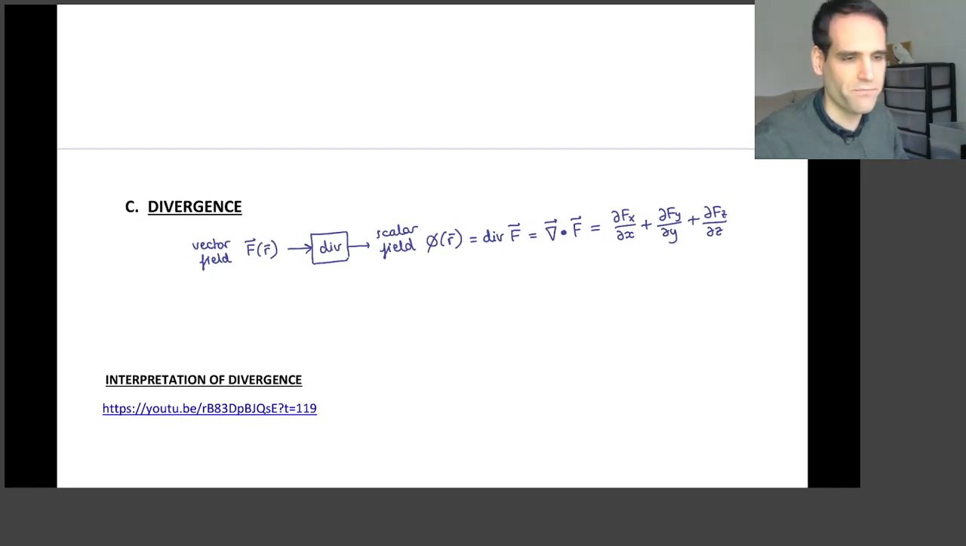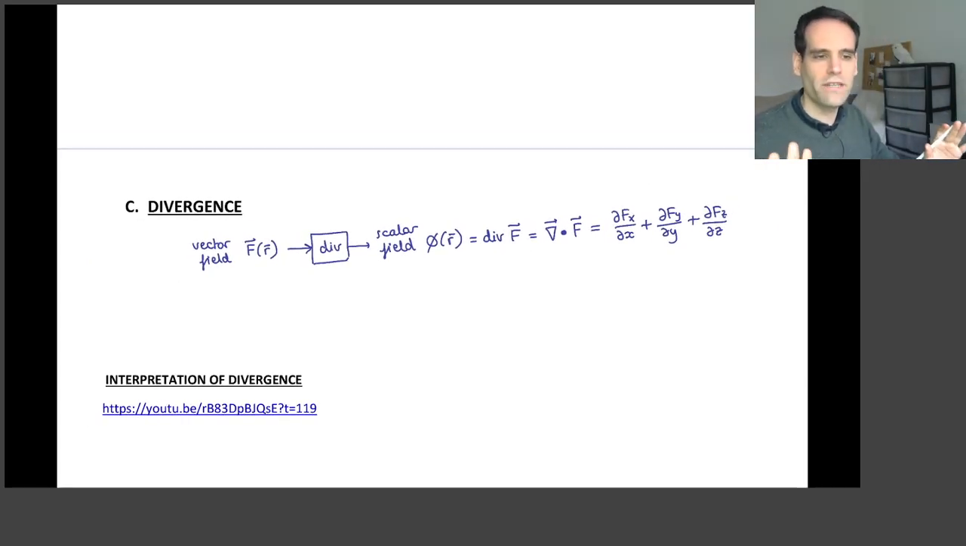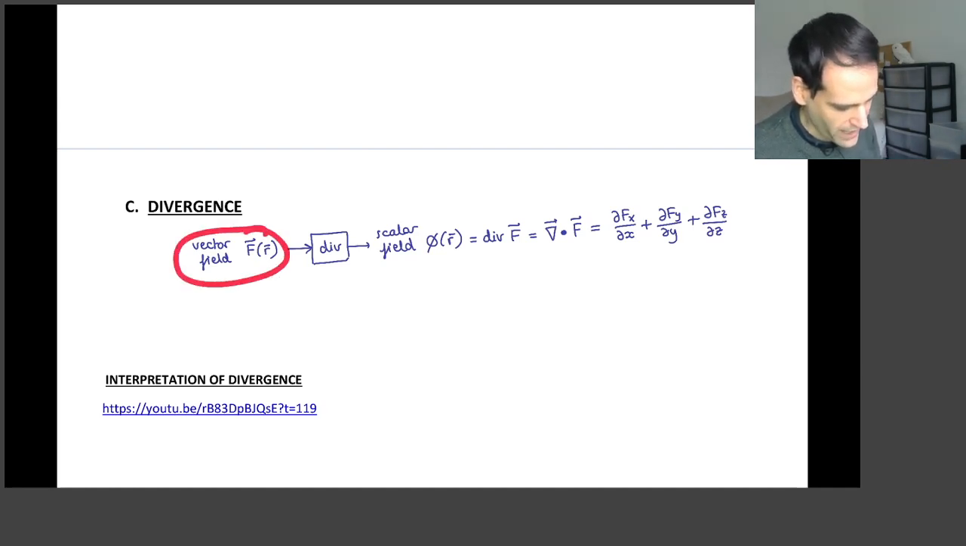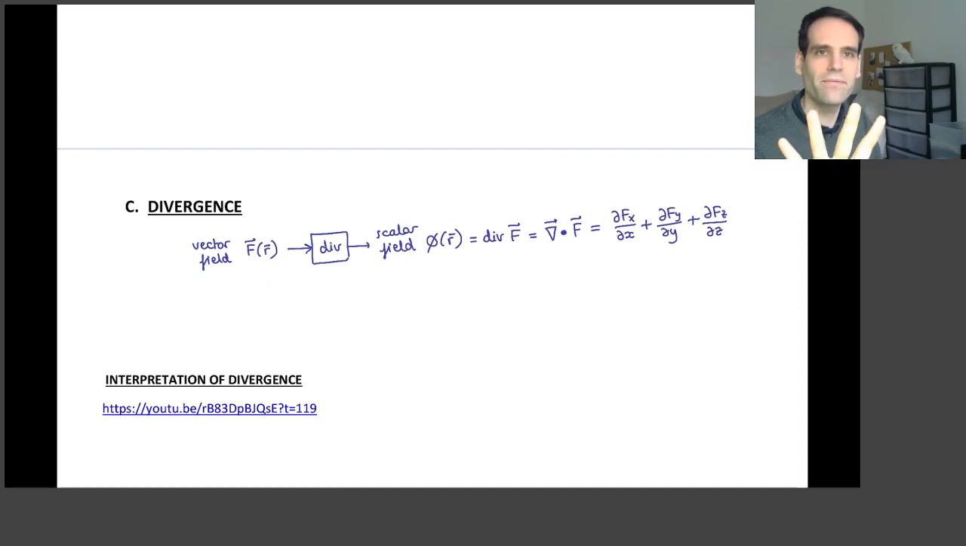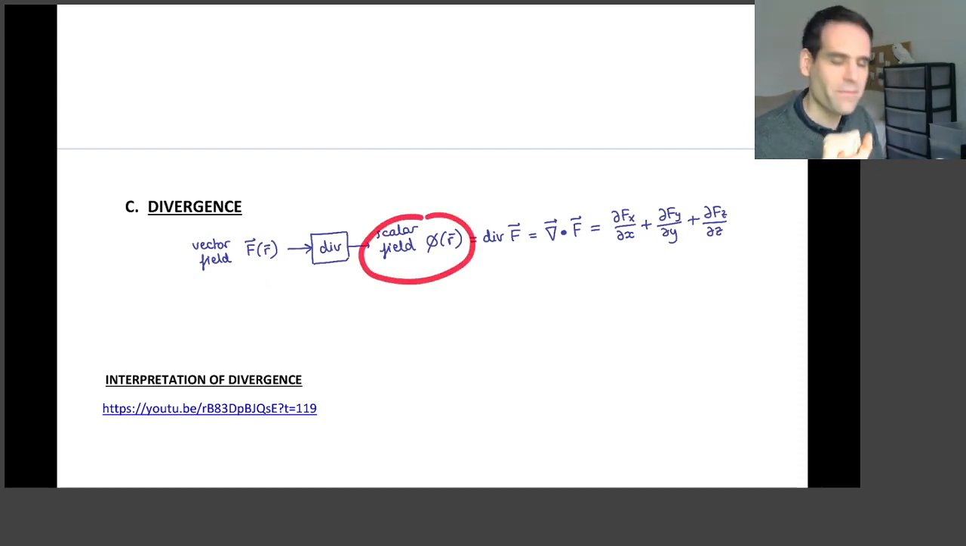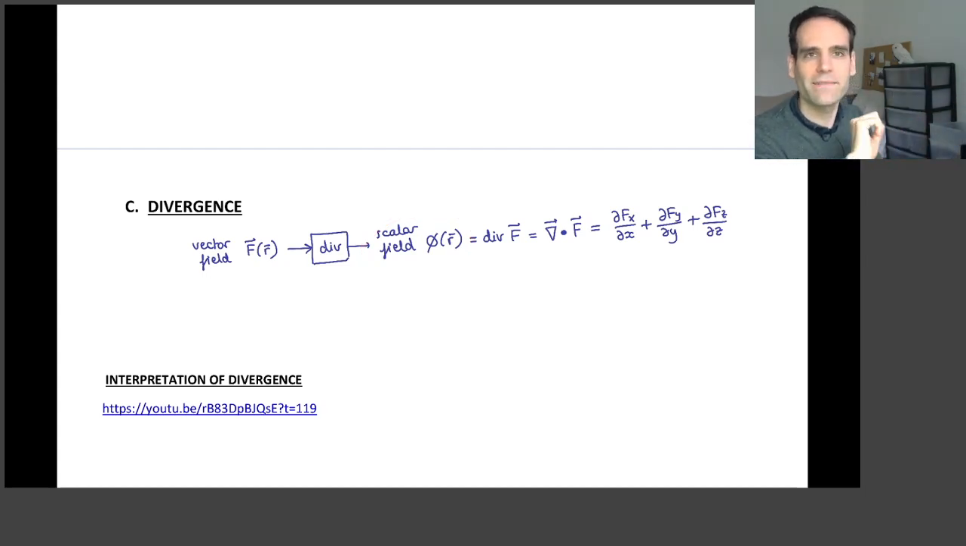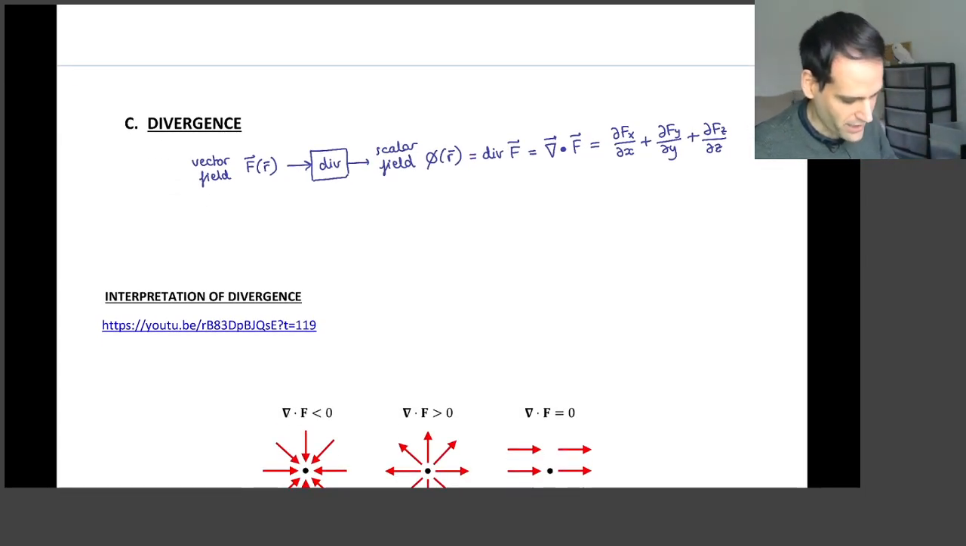So that's the calculation, and fine, you know how to do it, we did an example, but what is the divergence really doing? So given a vector field F, if I plot a vector field F, how will the scalar field divergence of F look like? And this is the interpretation of the divergence.